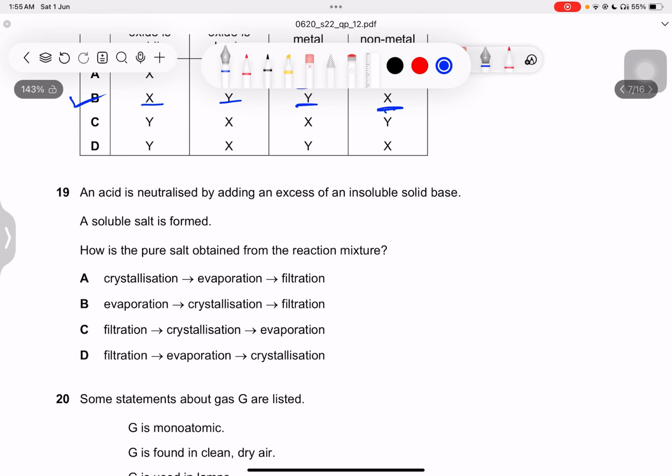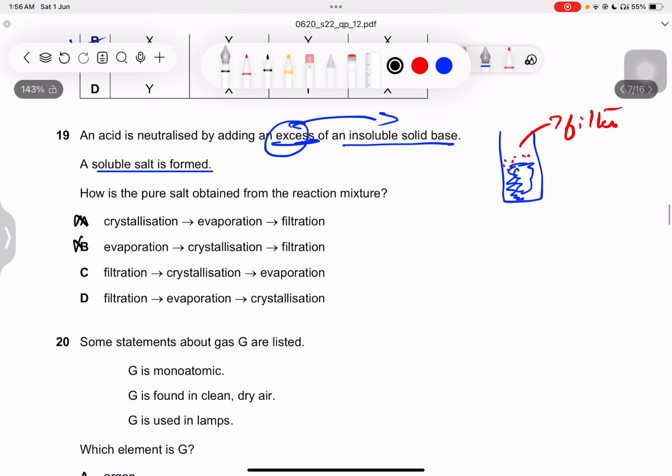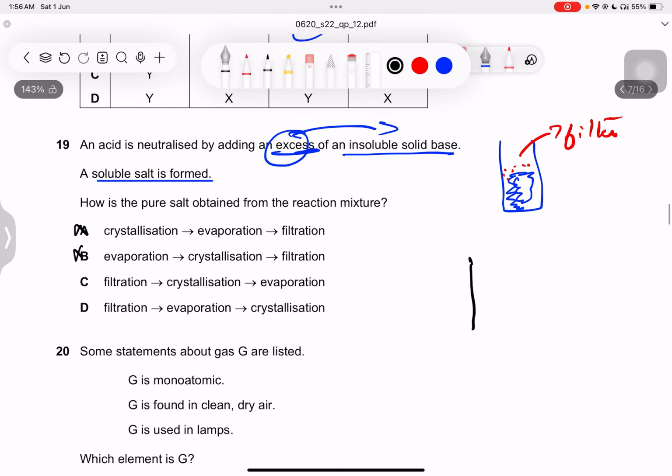An acid is neutralized by adding an excess of an insoluble solid base. A soluble salt is formed. How is the pure salt obtained from the reaction mixture? So an excess of the insoluble solid base means that even after the reaction is complete, the soluble salt is formed and dissolved. So what remains still is the insoluble solid base. So we first have to filter the insoluble base. So these two are incorrect. After filtration, we will have a solution of the salt dissolved.